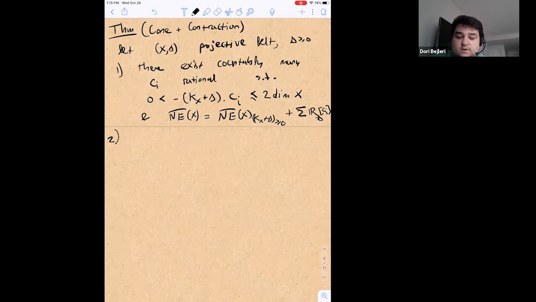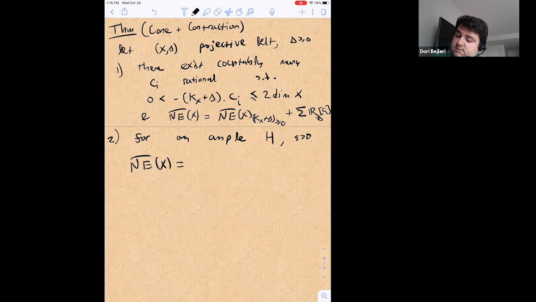And then two, it's locally finite in the following sense: for any ample divisor H, if we perturb by epsilon H a little bit, then we get that the cone NE(X) is the part where KX plus delta plus epsilon H is non-negative, plus a finite sum of these rays spanned by the C_i.